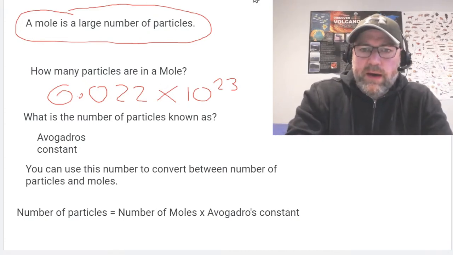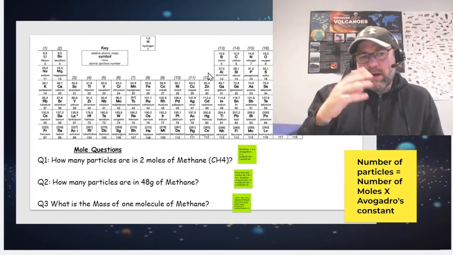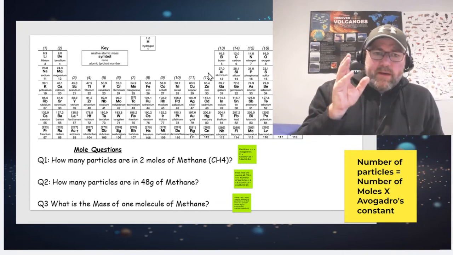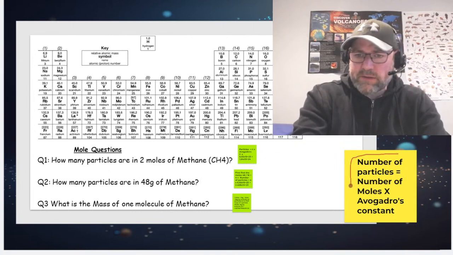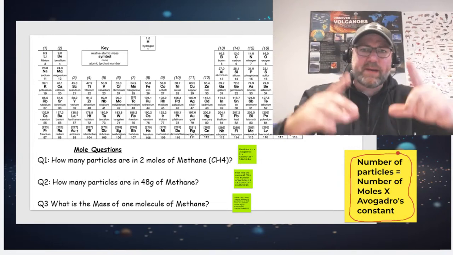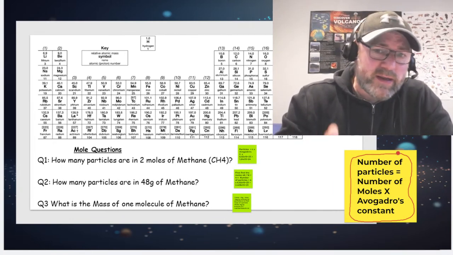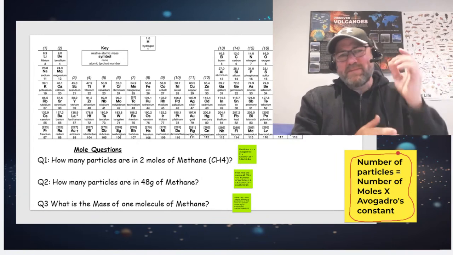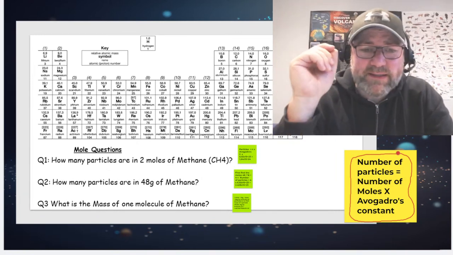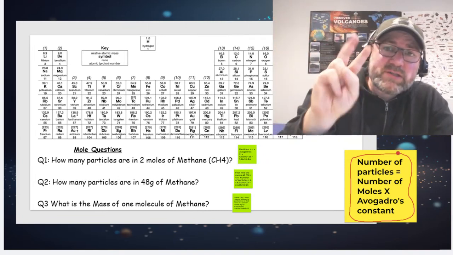Let's have a go at a few of these. So, looking at the periodic table here, and we've got the equation here that you have to know. The number of particles is equal to the number of moles times Avogadro's constant. You could put that in a magic triangle if you like, however you like to operate with that. How many particles are in 2 moles of methane? If you've got your scientific calculator, you'll need that for these chemistry lessons. See if you can work out how many particles are in 2 moles of methane.